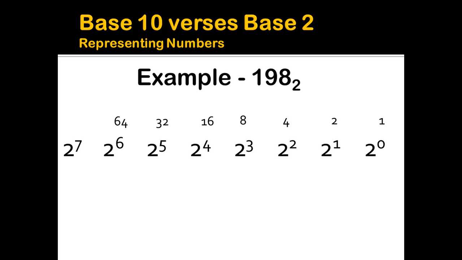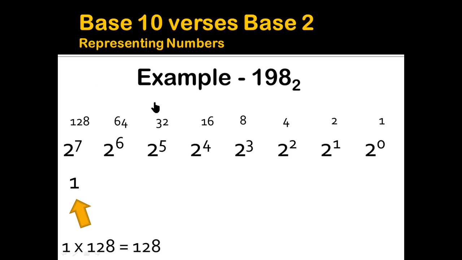2 to the sixth is 64. 2 to the seventh is 128. Now, if we want to represent 198, we've got to put ones and zeros in here so that these numbers add up to 198. Well, this one is 128. What happens if we go to 2 to the eighth power? The number doubles, which is 256. That's too big. You can't put a 1 in 256 to represent the number 198.